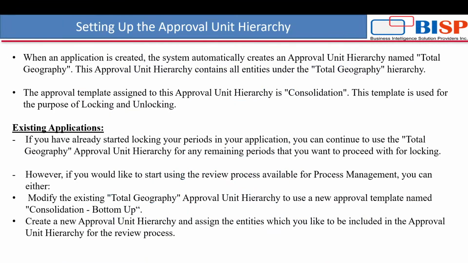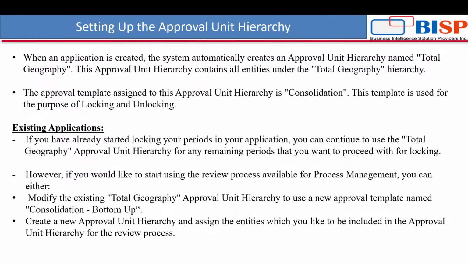So here is the setting up. The first slide is the setting up of the approval unit hierarchy. When we create a TRCS application, the system automatically builds something called the approval unit hierarchy. By default it's called Total Geography, which includes all your entities. You can think of it as an organizational chart, where every entity in your company, like India, US, UK, falls under this geographical tree.